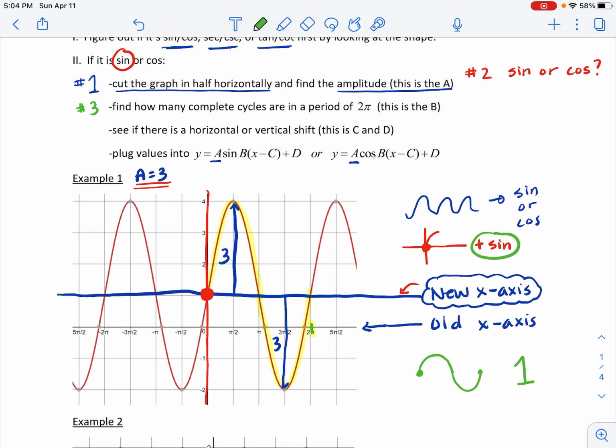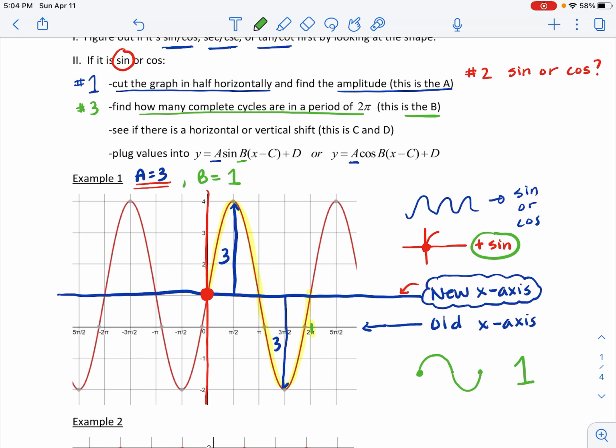Now, what does that mean? Find how many complete cycles are there in a period of 2 pi. My answer was 1. This is going to be the value of your b. So in this case, my b is going to equal this nice little 1. So look, I've got my a, I've got my sine, and I've got my b. Now, what else can I do here?